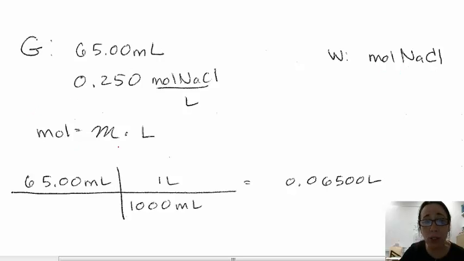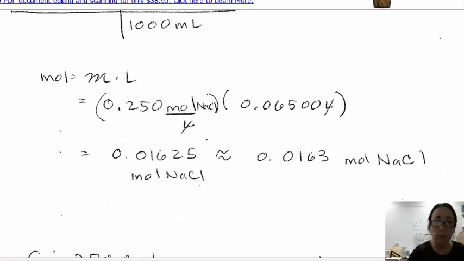So I look at my three equations and I realize that this is the equation I need to use. Moles equals molarity times volume in liters. Now the only thing is, I don't have liters, I have milliliters. So I must convert my volume to liters before I can plug it into this equation. So I multiply 65 milliliters by the conversion factor 1 liter per 1,000 milliliters. My units of milliliters cancel out, and I end up with 0.06500 liters.